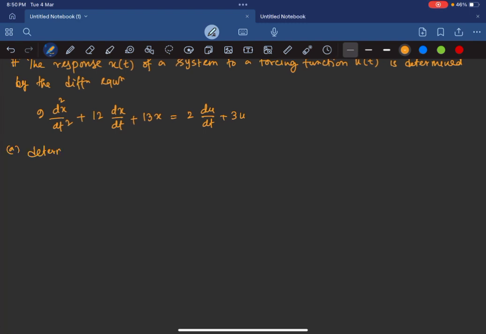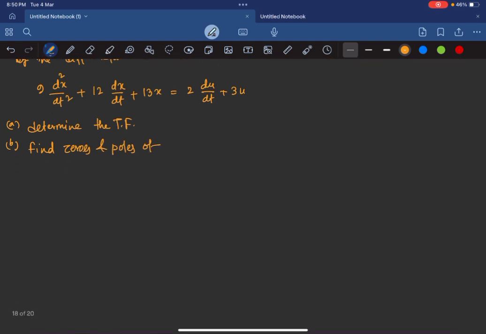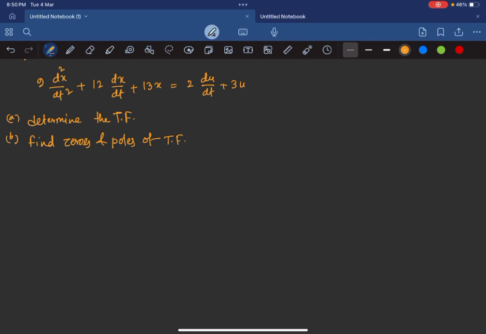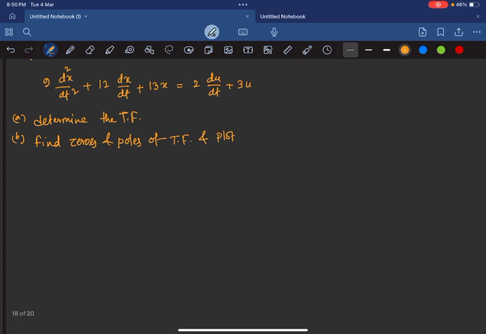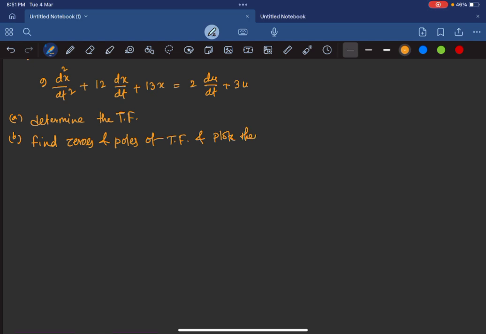So the first part is to determine the transfer function, that is, they are asking about G(s). Second part, find the zeros and poles of the transfer function and plot them in the s plane. So these are the two questions we have.